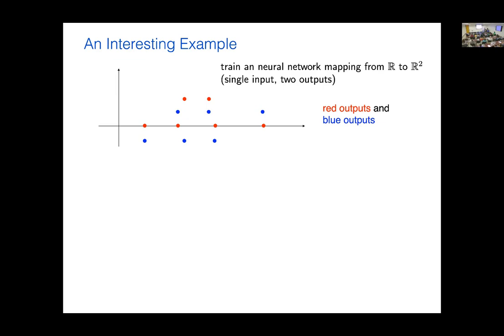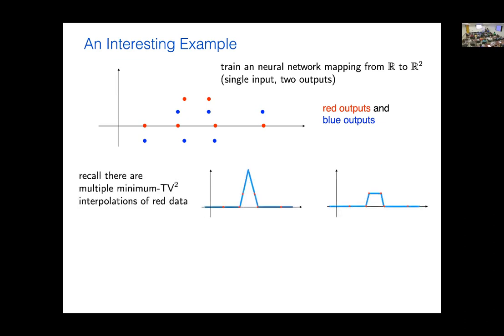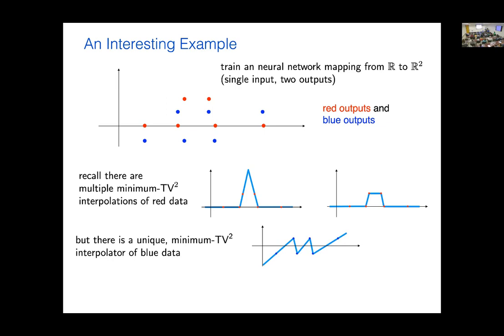So we talked about the red before. There were multiple minimum TV2 interpolations of the red data. Here are 2 of them. There were an infinite number. In this particular case, I picked the blue data in a particular way, so there's only a unique minimum TV2 interpolator of the blue data.